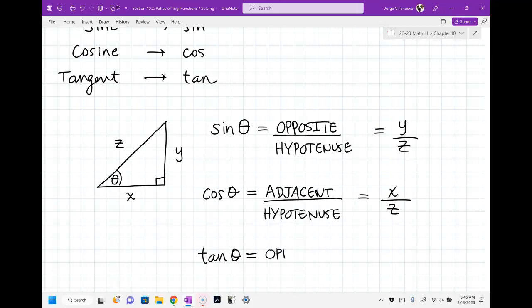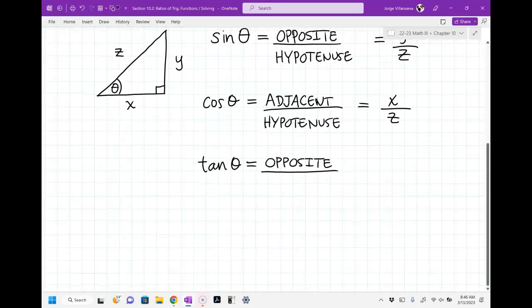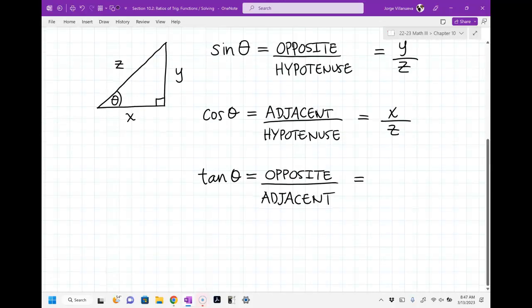And then tangent of theta is opposite over adjacent. Opposite over adjacent. Our opposite side is going to be Y, because that's the side that doesn't touch the angle. And then our adjacent side is going to be X.